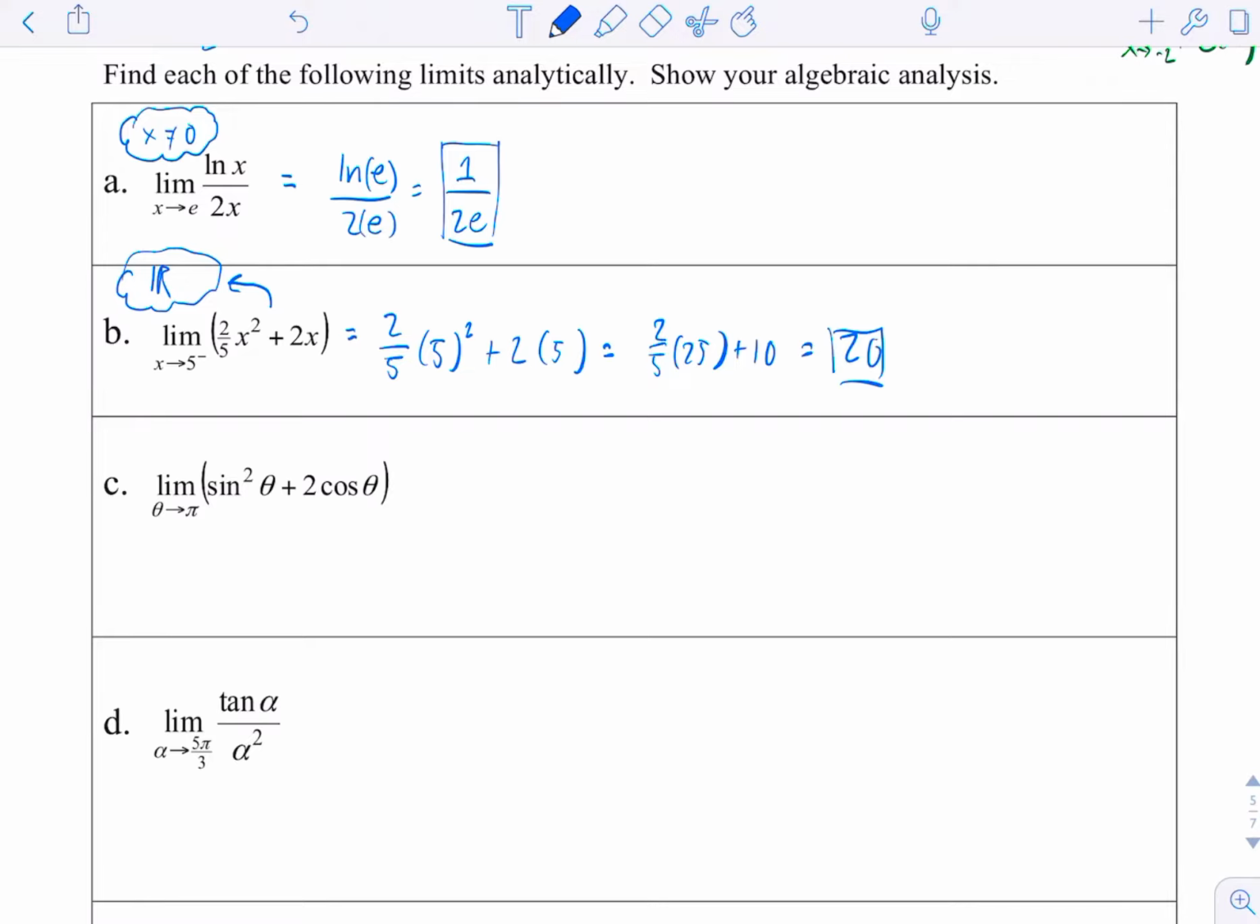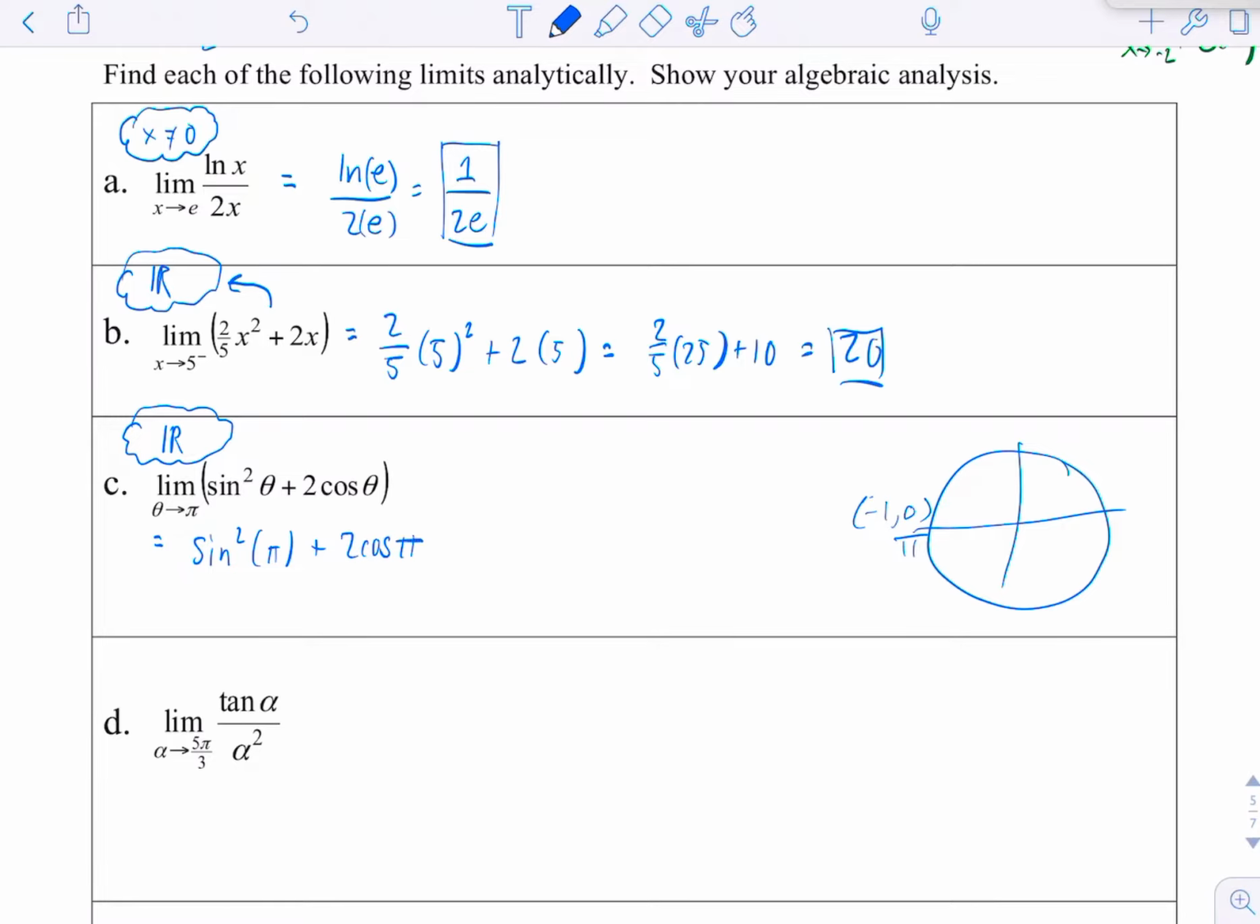Okay, let's do C. To help us prepare, I'm going to get the unit circle ready. It looks like we're plugging in pi, and I know pi is way over here, and the coordinate pair is -1, 0. So it's going to help us get ready. So I know that for sine and cosine functions, the domain is all real numbers as well. So we can use direct substitution. When I plug this in, I'm going to get sine squared pi plus 2 cosine pi.